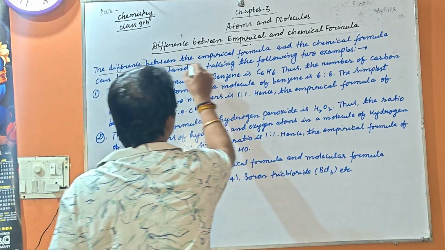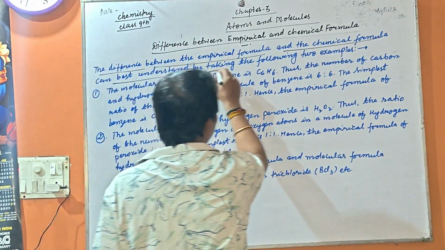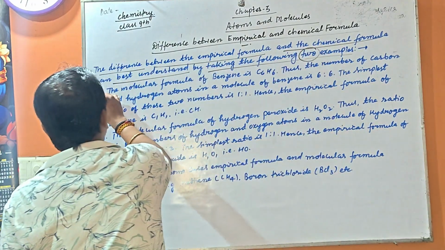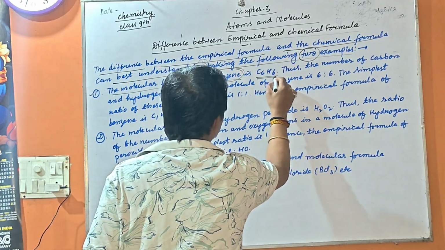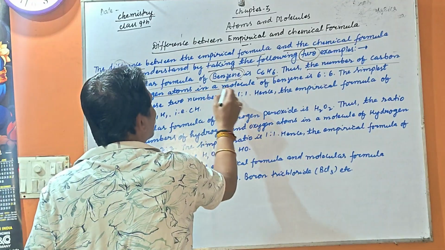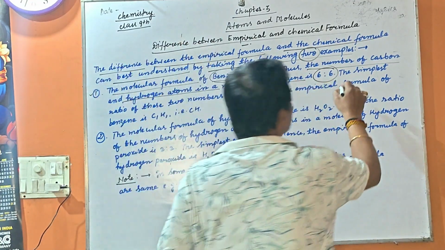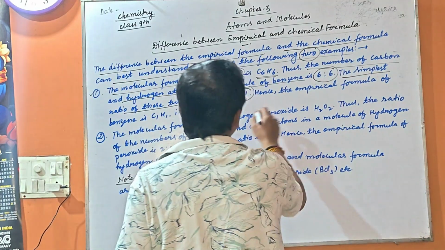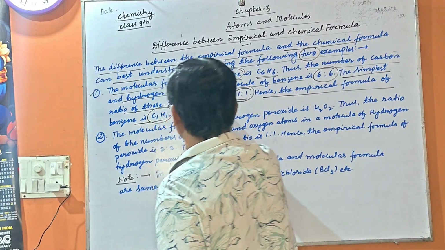The difference between empirical formula and the chemical formula can best be understood by taking the following two examples. The first example is the molecular formula of benzene. The molecular formula of benzene is C6H6. The number of carbon and hydrogen atoms in a molecule of benzene is 6 and 6. The simplest ratio of these two numbers is 1:1. Hence the empirical formula of benzene is C1H1, that is CH.